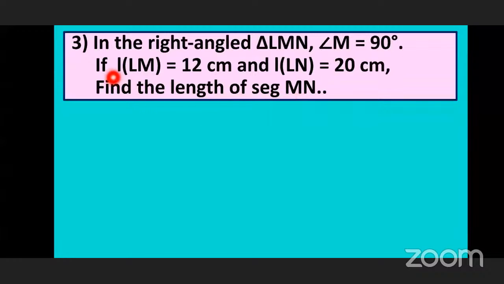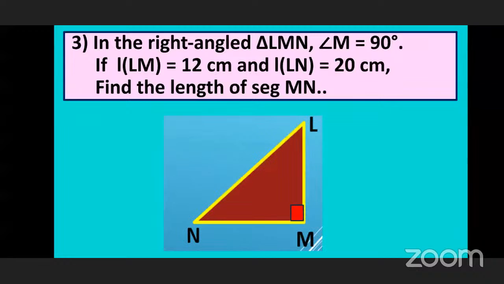So here children, L stands for length and this is the sign of angle and this is the sign of triangle. Okay? Is it clear? Yes, miss. And angle is denoted with 3 letters or 1 letter. And segment is denoted with 2 letters.